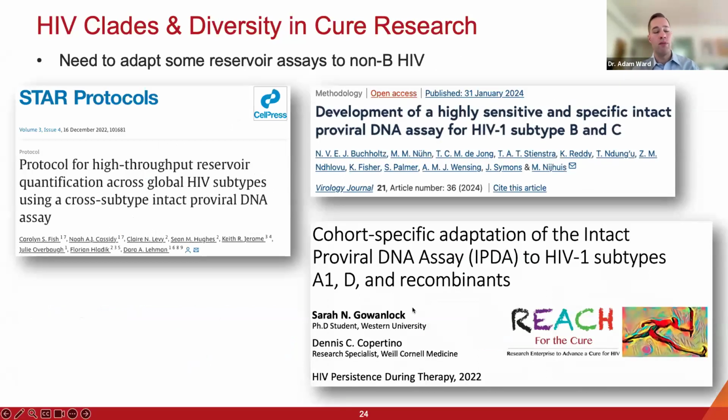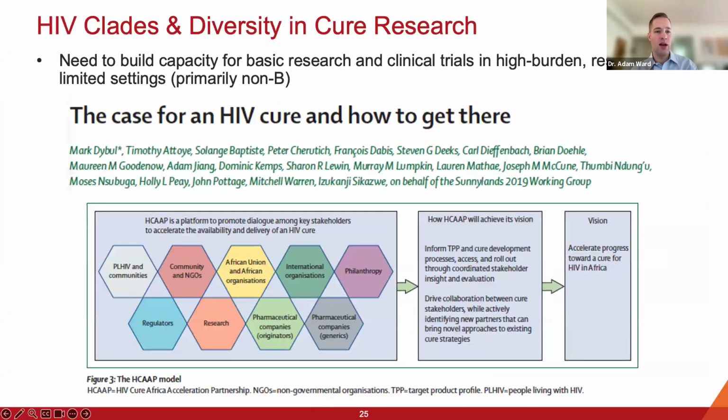I also mentioned the need to adapt some reservoir assays to non-subtype B HIV. There has been some recent progress on this front for sequence-based assays. Our group and others have adapted the IPDA, the intact proviral DNA assay, to be applied to other subtypes, such as subtypes A, D, C, and then this cross subtype IPDA was also developed. So there has been some encouraging progress on this front in measuring other subtypes accurately.